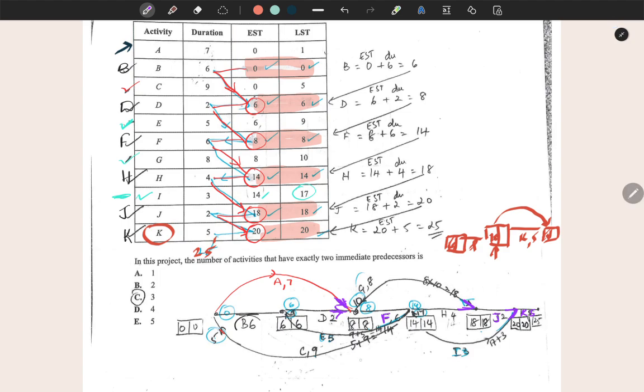Now if we look at the network that we have got, we can clearly see that activity F has 2 immediate predecessors, A and D. Activity J has 2 immediate predecessors, G and H, and activity K has 2 predecessors, J and I, and that makes 3 activities which have exactly 2 immediate predecessors.